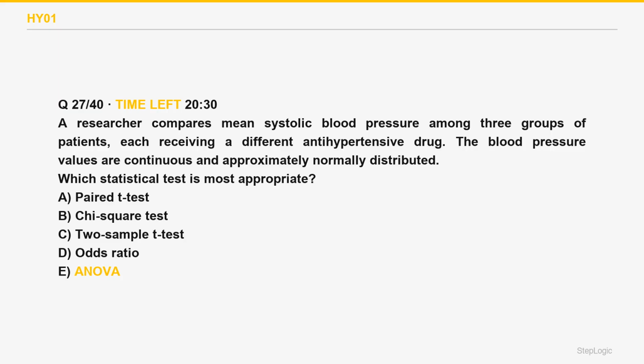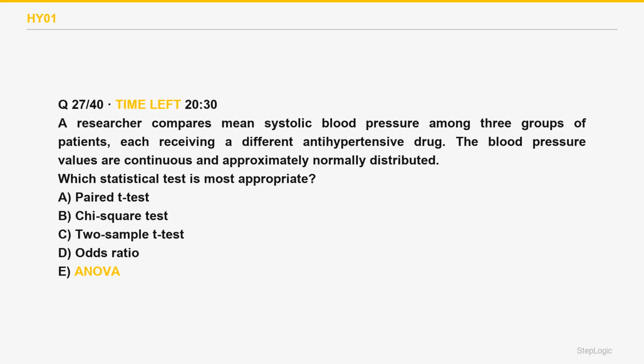Which statistical test is most appropriate? A researcher compares mean systolic blood pressure among 3 groups of patients, each receiving a different antihypertensive drug. The blood pressure values are continuous and approximately normally distributed. Read the command. The right test for 3 group means.